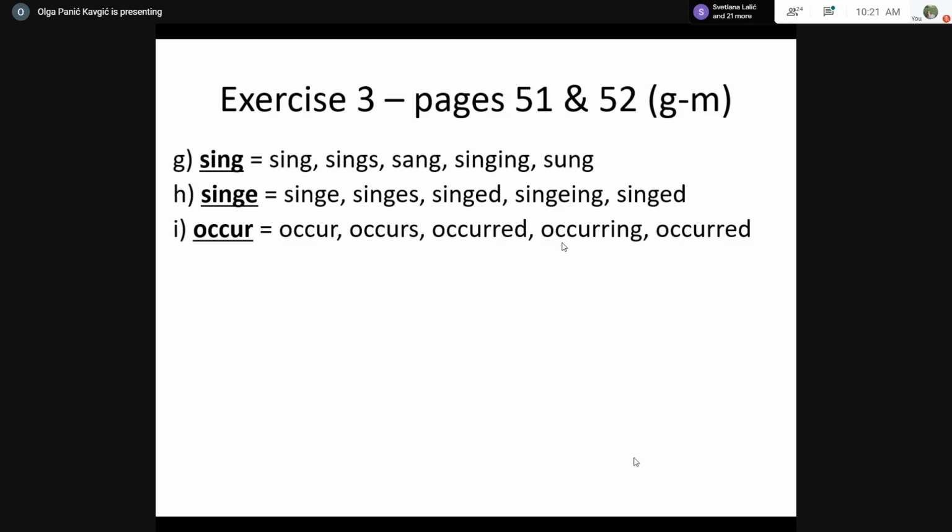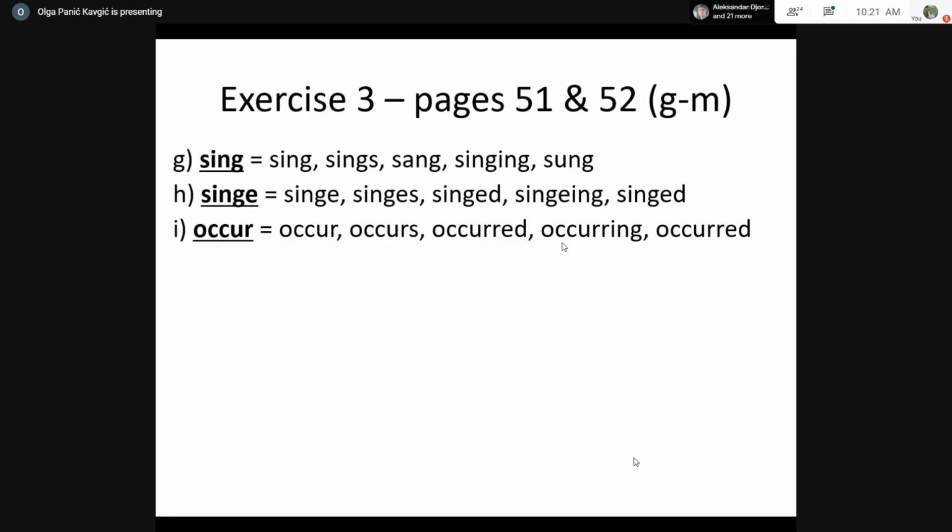Let's see what happens in the next one, and let's try to apply this rule. Vladimir Jović. Yes. So let's try to solve permit. Permit. Okay, the base form is permit. Then permits. Permitted.